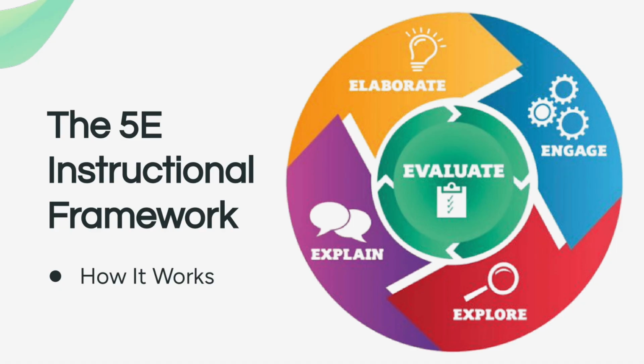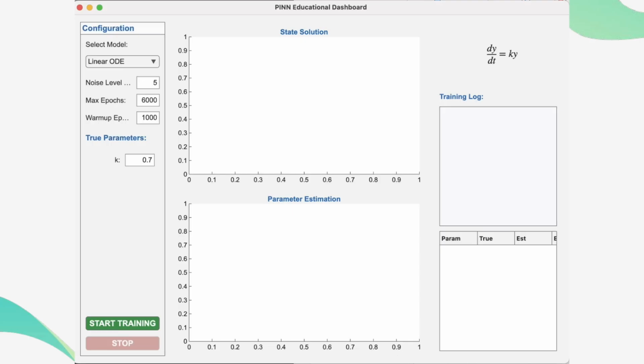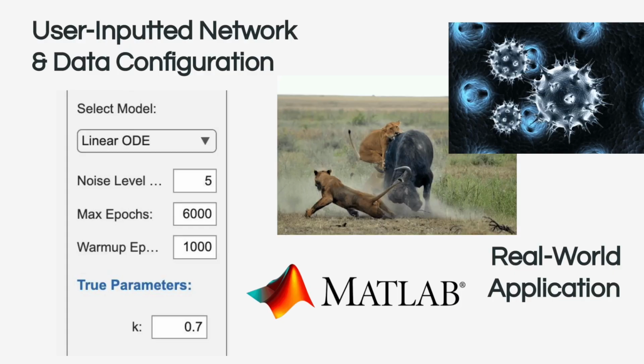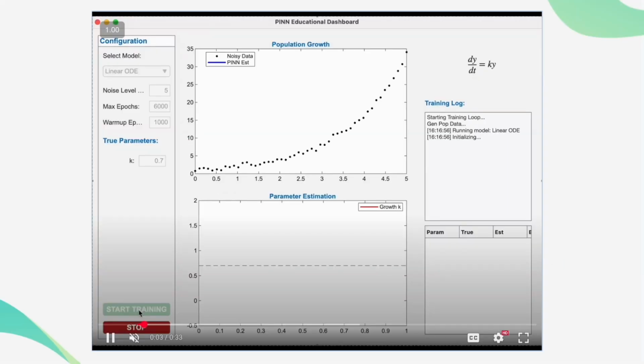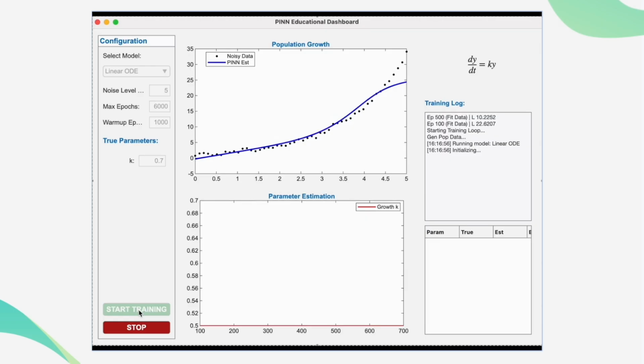Let me show you how PINNLab guides a student through these stages. First, we engage the student with the first module in our scaffolded curriculum, a basic exponential growth with the formula dy/dt = ky. On the dashboard, students can configure the noise level and decide the true parameter k that they want our neural network to find. Once they hit start, they can watch the AI learn in real time, where they're the ones actually adjusting the parameters and seeing how their actions are shaping the neural network.